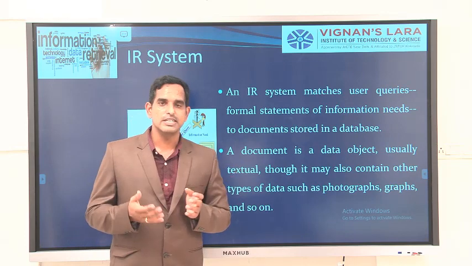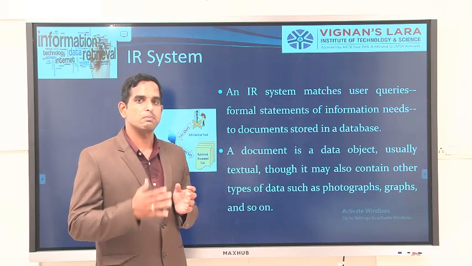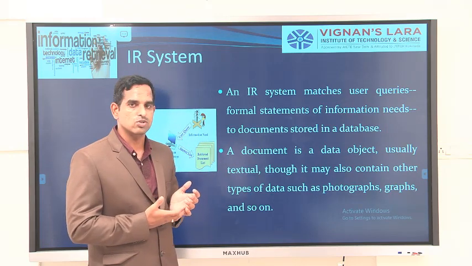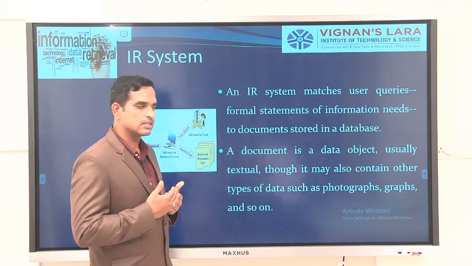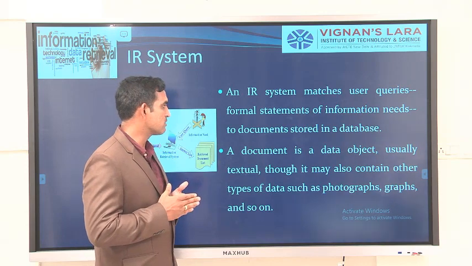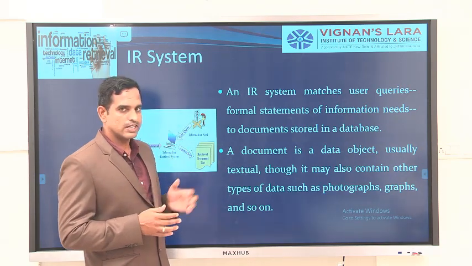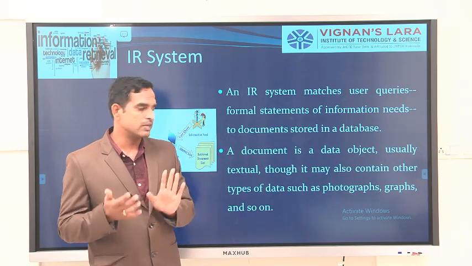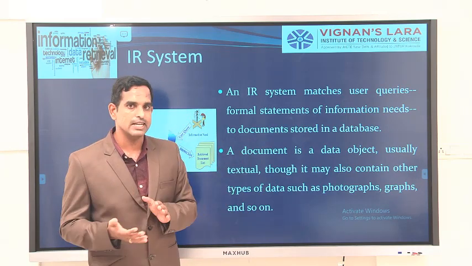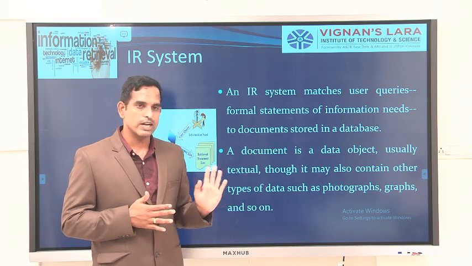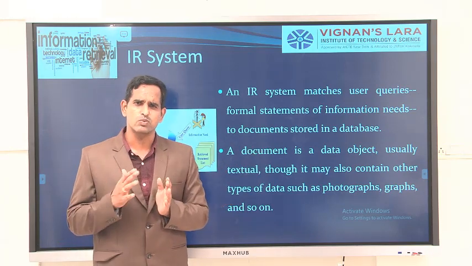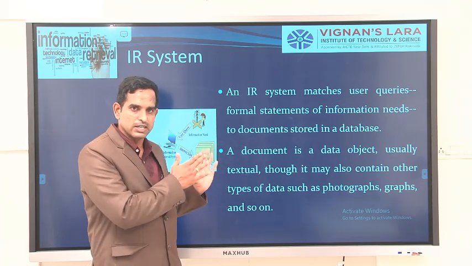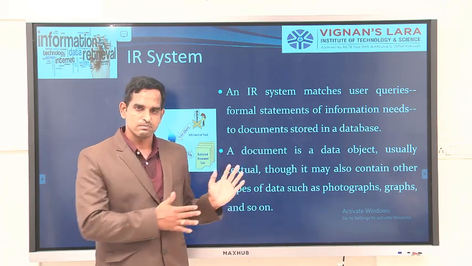The major purpose of an information retrieval system is to match your user query to the documents present in the document store and give you the particular thing. A document is nothing but a data object. Usually it is text, though it may contain other things like photographs, graphs, and videos. A document is just a data object in your information retrieval system.